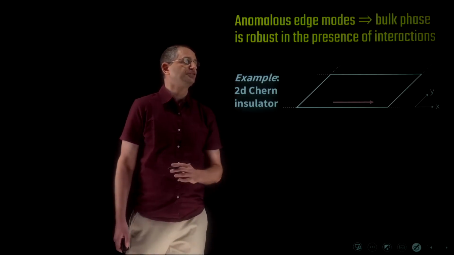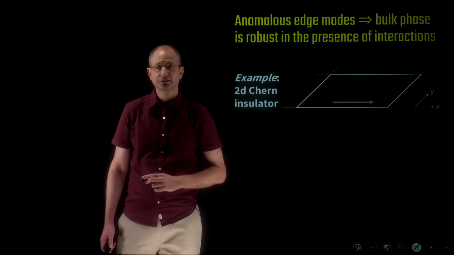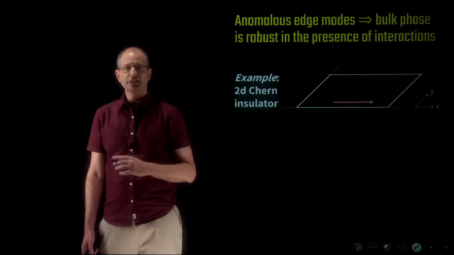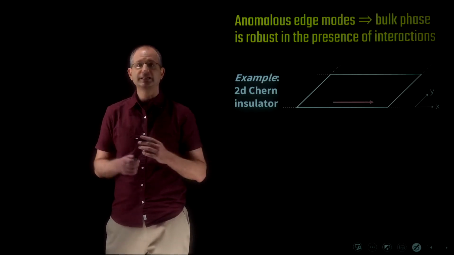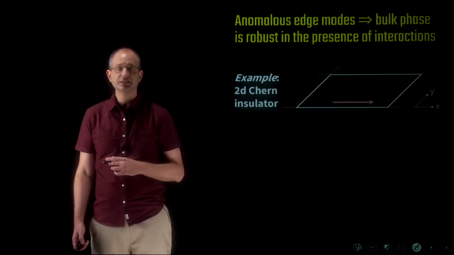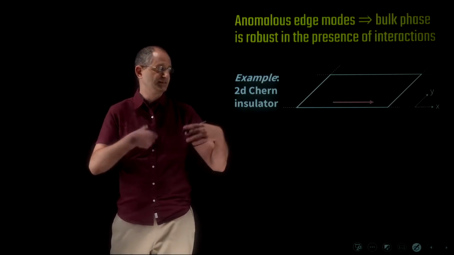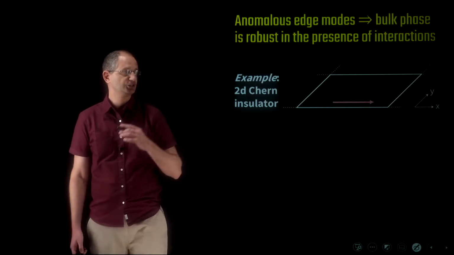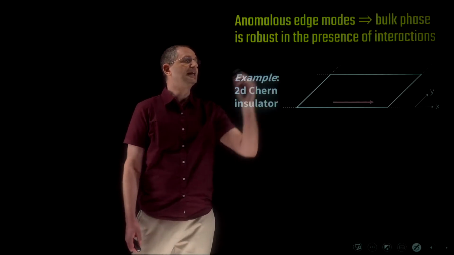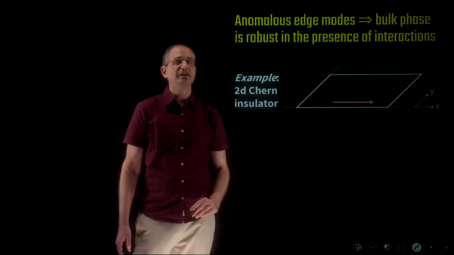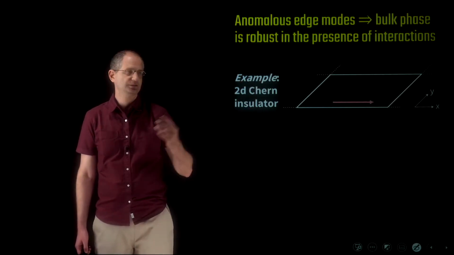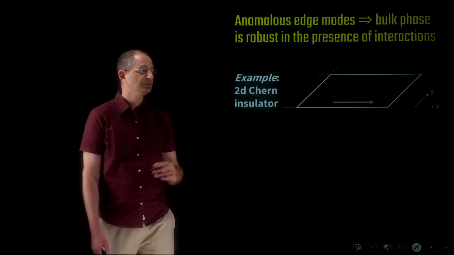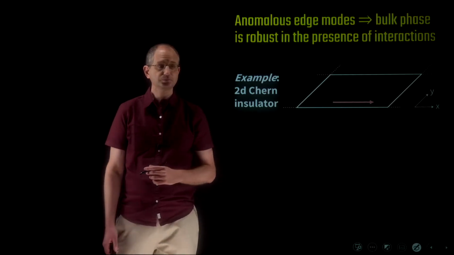Whenever a topological phase in the zero interacting limit carries anomalous edge states that we discussed before, edge states that cannot appear standalone in a lower dimensional system, that have to appear as the boundary states of a higher dimensional system, then this implies that this particular phase of matter has to be robust even in the presence of interactions. And let's just discuss a particular example.